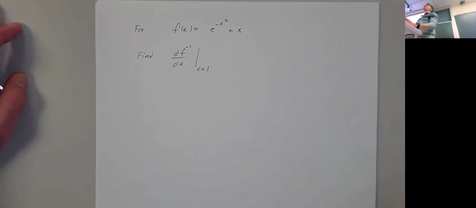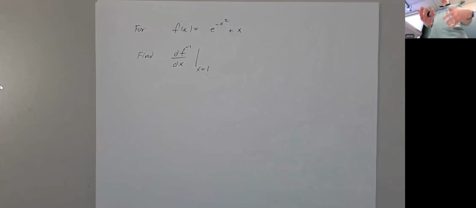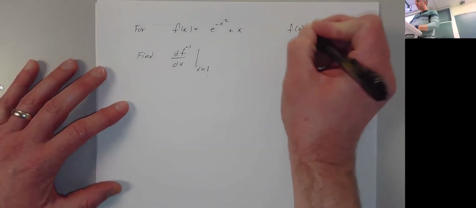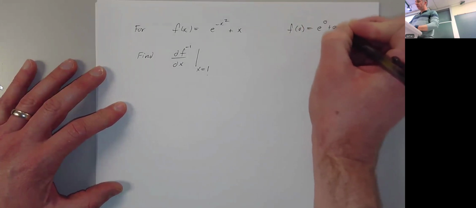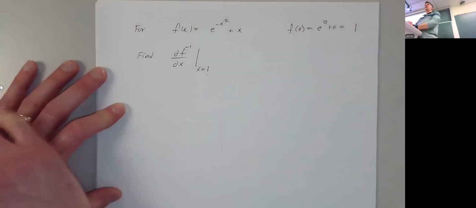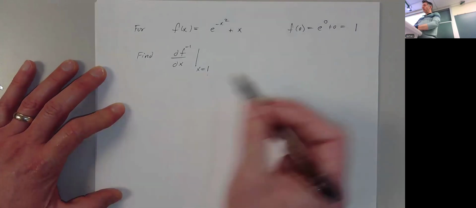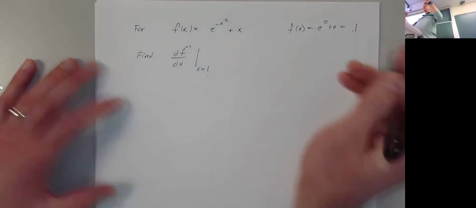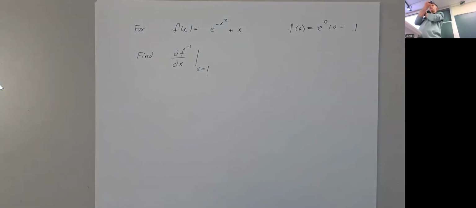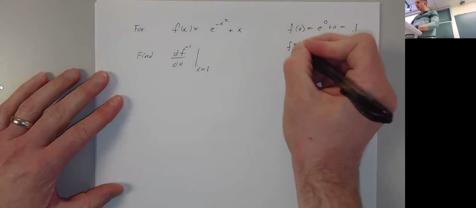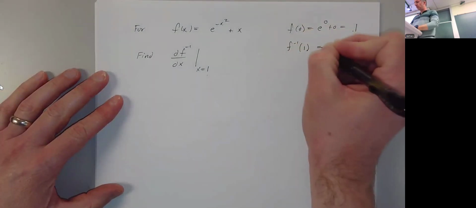Maybe not obvious, but usually you guess something where you think it's going to turn out to be nice. What's the only thing you can raise e to a power of and still get an integer most of the time? 0. If I plug in 0, what do I get? I get e to the 0 plus 0, which is 1. Which tells me if f of 0 is equal to 1, then if I interchange them, f inverse of 1 is equal to 0.